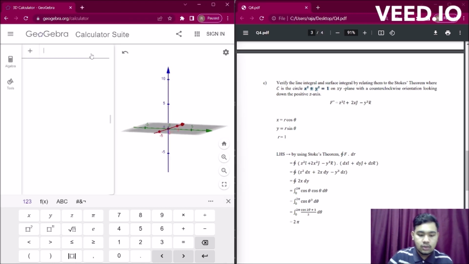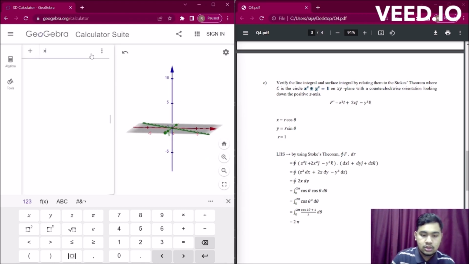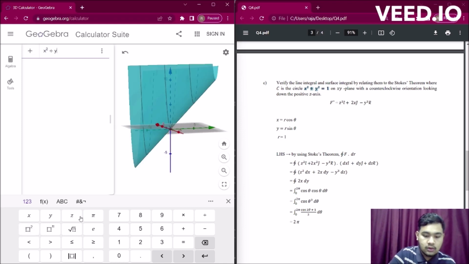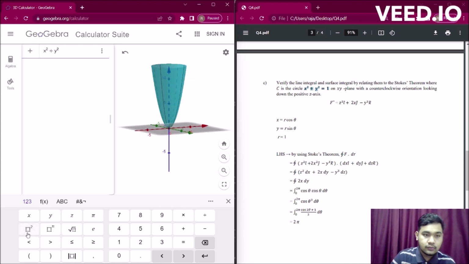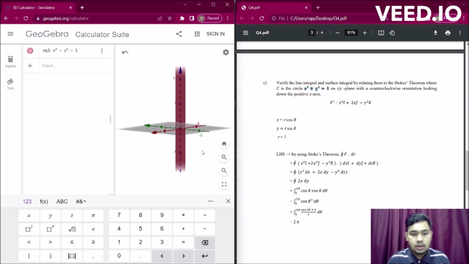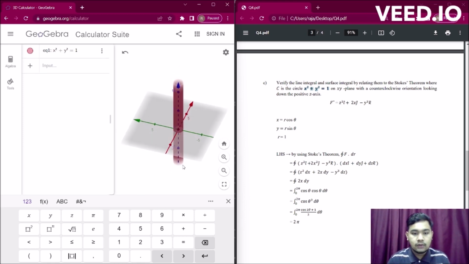Okay, we insert the equation x square plus y square equal to 1. Okay, as we can see, the 3D graph looks like this.